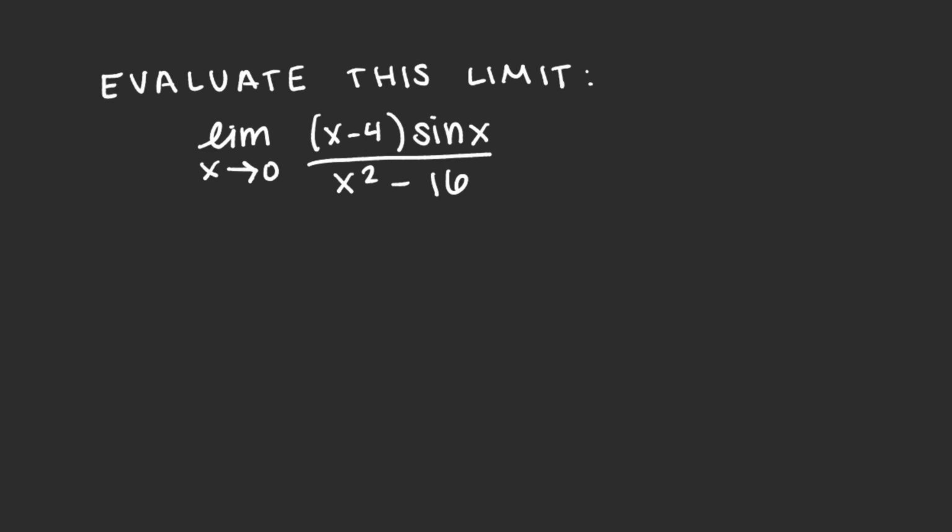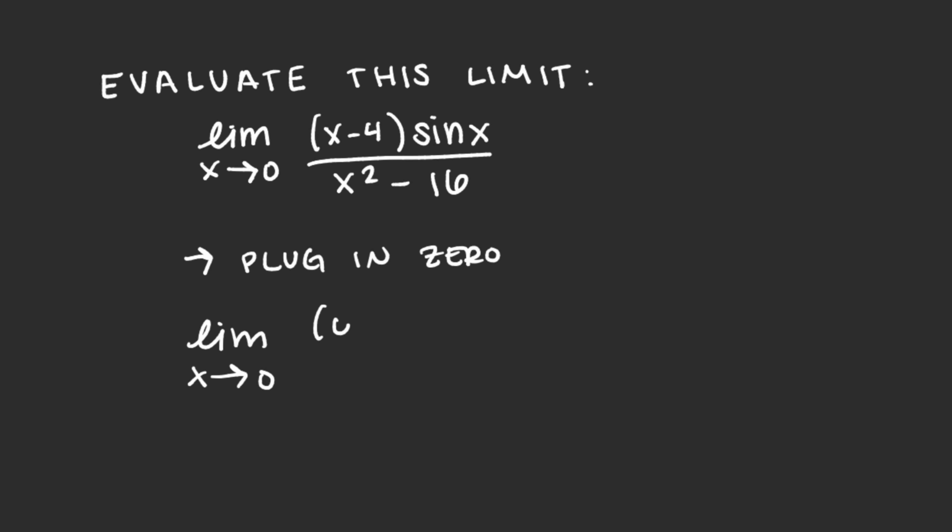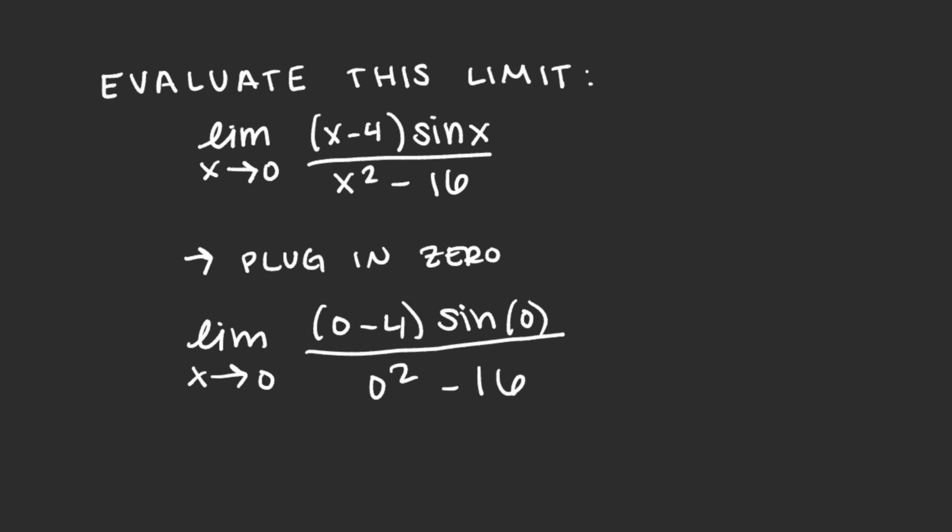Okay, let's evaluate the limit as x approaches 0 of (x minus 4) sine x over x squared minus 16. Normally the first step we want to take is to plug in 0. And that would look like this: the limit as x approaches 0, (0 minus 4) sine 0 over 0 squared minus 16.